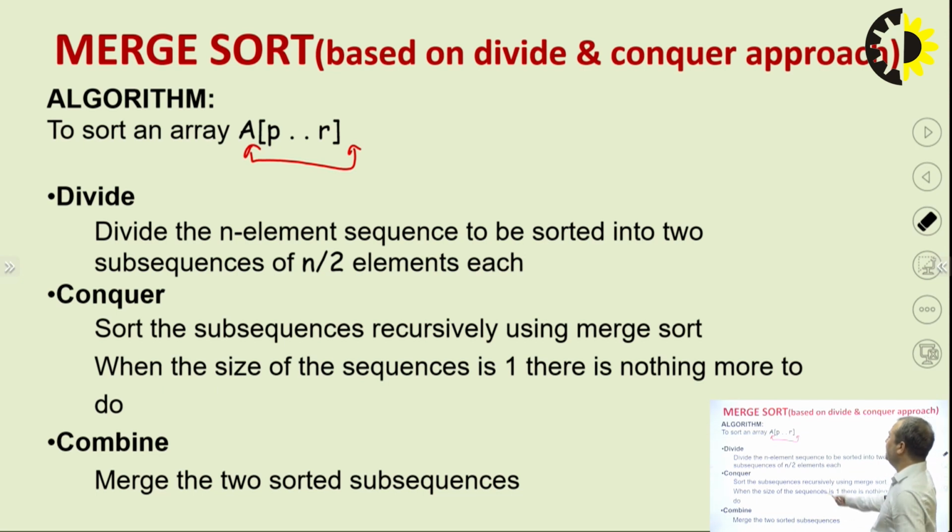So what do we do? Divide the n element sequence to be sorted into two subsequences of n by 2 elements each. Means exactly two halves; we are going to divide the list. Conquer: sort the subsequences recursively using merge sort. When the size of the sequence is 1, there is nothing more to do. And merge the two sorted subsequences. Let's see the example, by that you can understand easily.